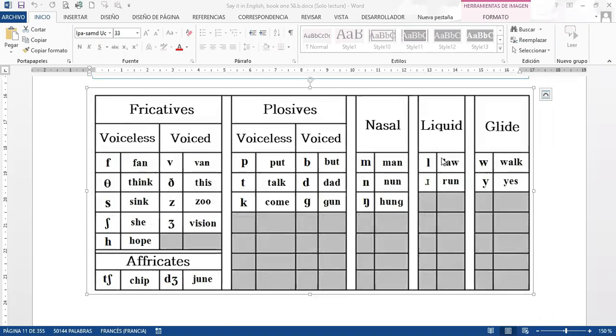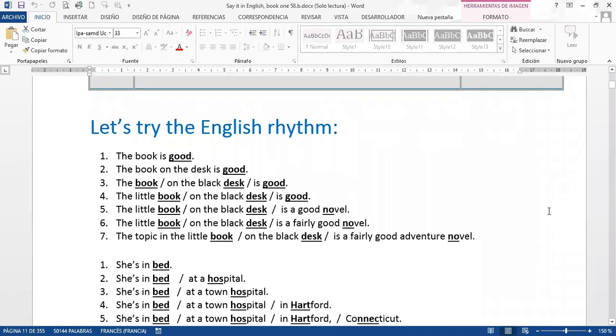Liquid, we have the L and the R. For example, we have the word law, law, and this is R. The R in English is different from the R in Spanish. The Spanish R is this, and this is the English R. In this case, this word is pronounced run, run. Finally, we have the glides, and the first is, we start from U, walk. Okay, walk. And here we start from E, yes, yes, walk, yes. Very well. Let's keep going.